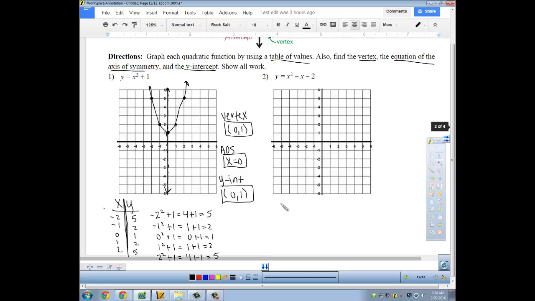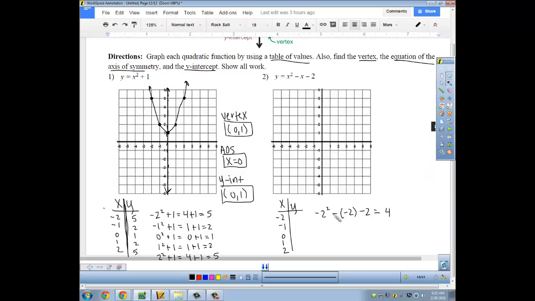Okay, number 2, do the same thing, so I'm going to make a t-chart. Use -2, -1, 0, 1, and 2. If I plug in -2, we'll get -2 squared minus a -2, so be careful with that, minus 2. So -2 squared would be positive 4, minus a -2, that's plus 2 because we keep change, and minus 2. 4 plus 2 is 6, minus 2 is 4. Then I'm going to plug in -1, so -1 squared minus a -1, minus 2. -1 squared is 1, minus -1 is plus 1, then minus 2. 1 plus 1 is 2, 2 minus 2 is 0.